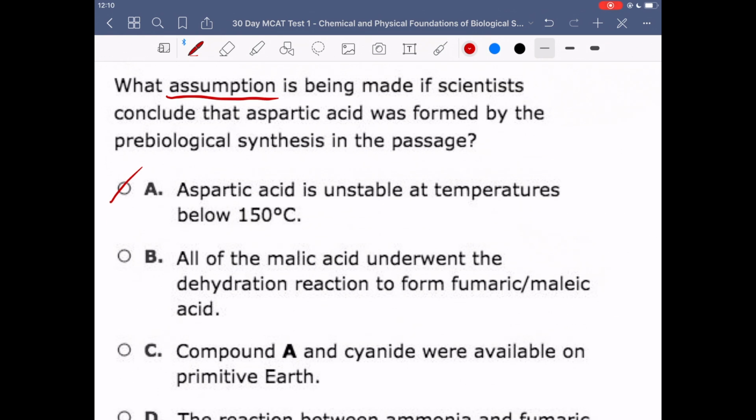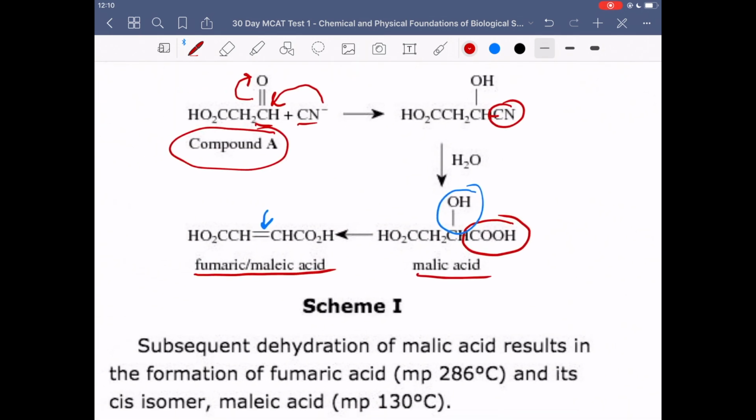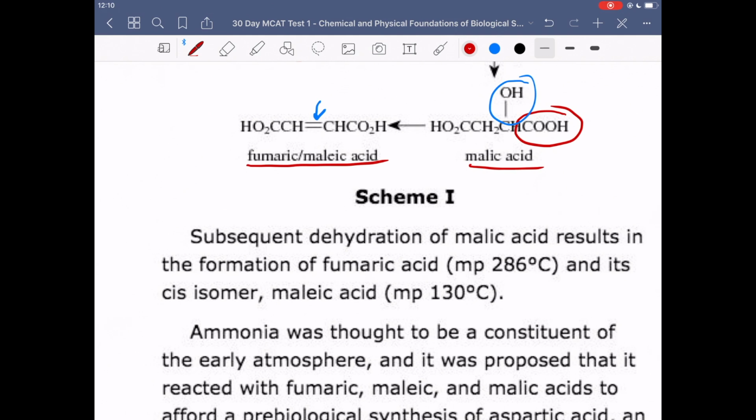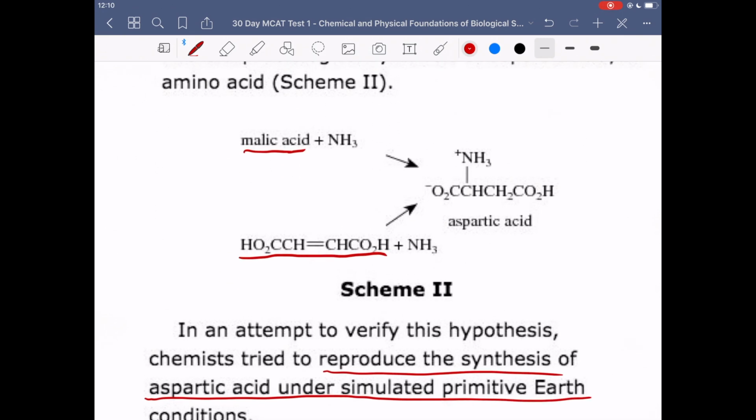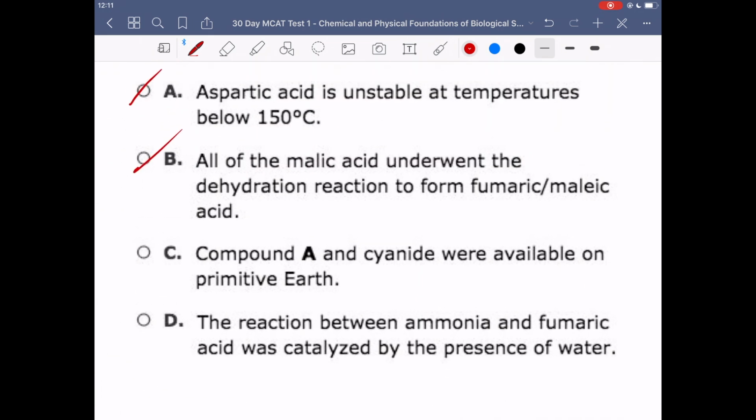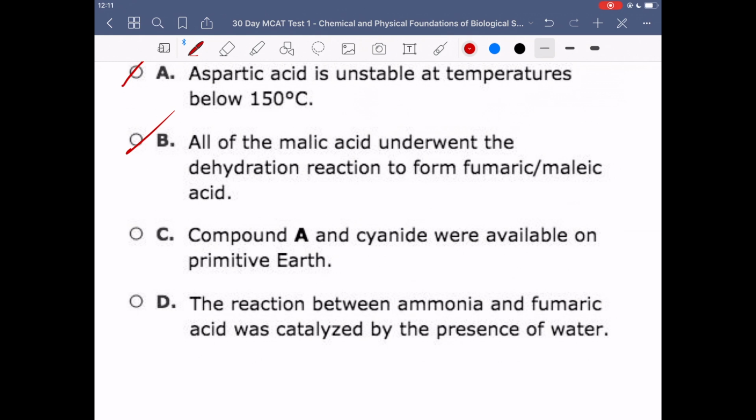Option B is saying all the malic acid underwent the dehydration reaction to form fumaric or maleic acid. No, that's not correct. They're not assuming that all the malic acid, like over here in this step, they're not assuming all of it undertook this step and became fumaric or maleic acid, and then only that went on to become aspartic acid. No, because they're also saying that in scheme 2, malic acid itself could be a source for aspartic acid. So B is not a correct assumption. It's not something that they even assumed.